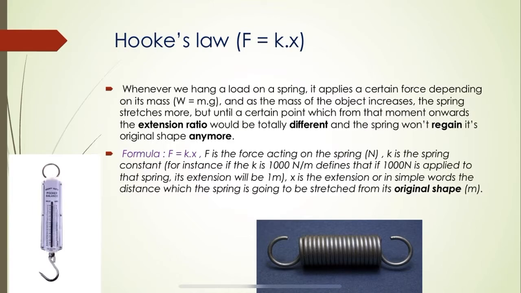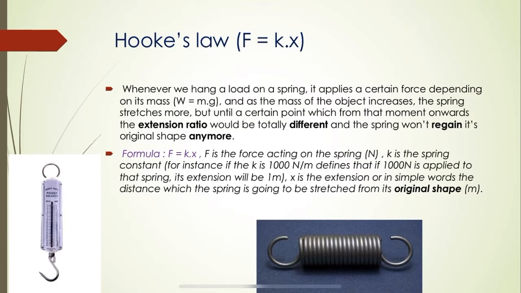But until a certain point, from that moment onwards, the extension ratio would be totally different and is no longer constant. That means the extension is not going to increase by the same amount. Sometimes it cannot increase, and sometimes it is going to increase in different amounts. And the spring won't regain its original shape anymore. So as the limit of proportionality of extension and force is exceeded, the spring won't regain its original shape anymore. This is because it cannot work appropriately anymore.